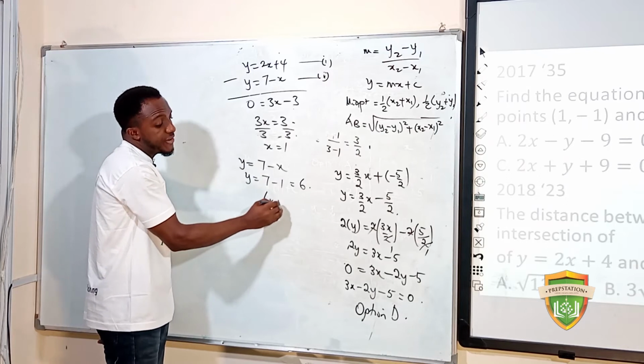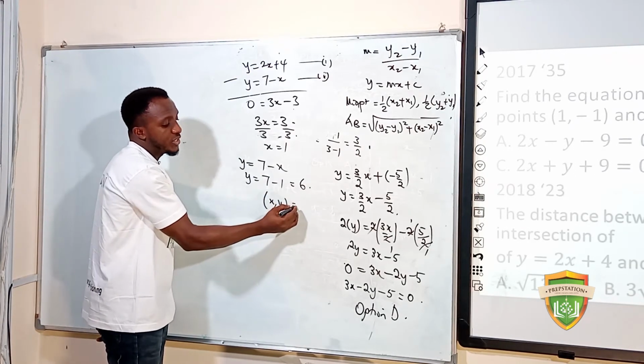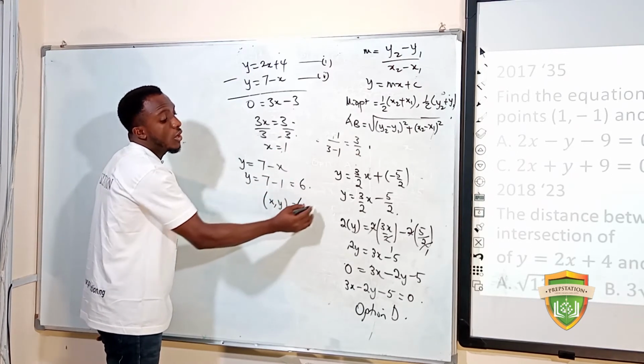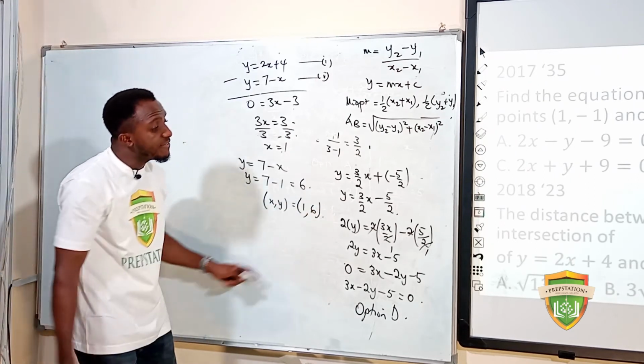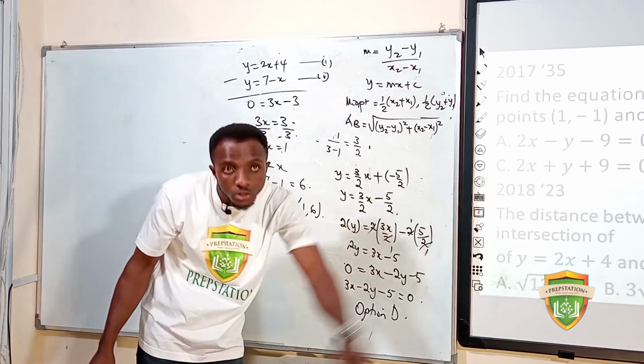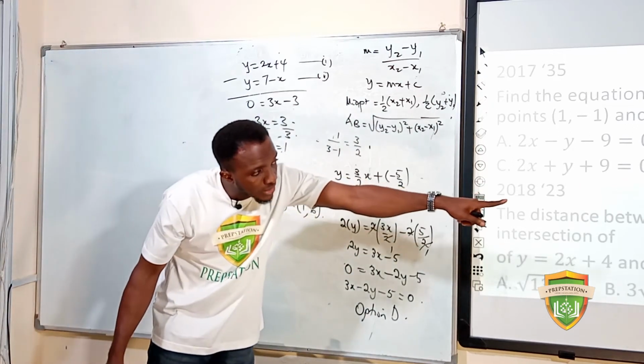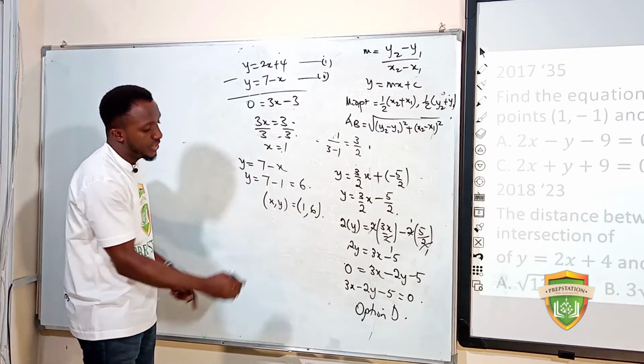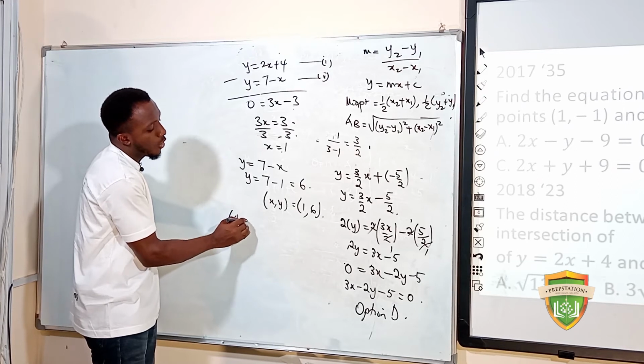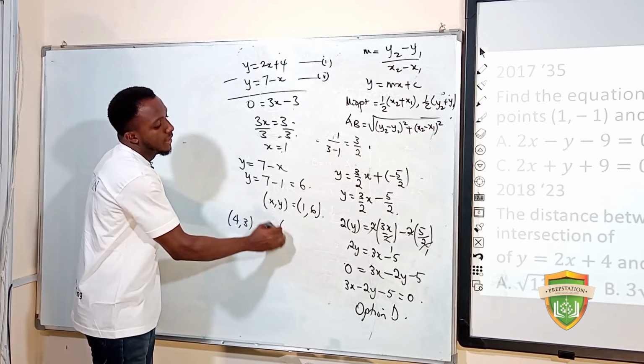Remember, the coordinates are arranged this way, x, y. So the new coordinate is what? 1, 6. Now we can find the distance between the 2 points, that coordinate and this new coordinate. So what do we have? 4, 3 and 1, 6.